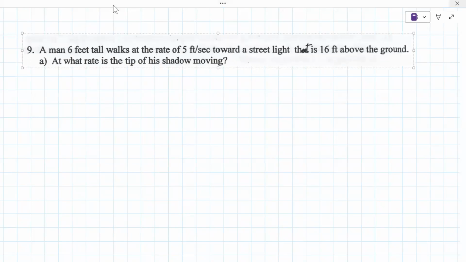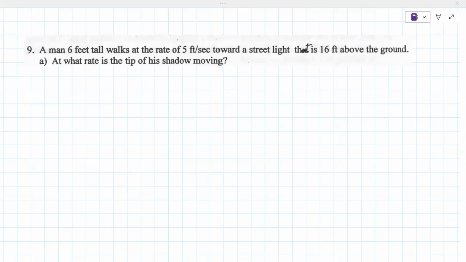All right. It's always a man. We're always walking towards these lights, I don't understand. But a person 6 feet tall walks at the rate of 5 feet per second towards a street light that is 16 feet above the ground. At what rate is the tip of his shadow moving?